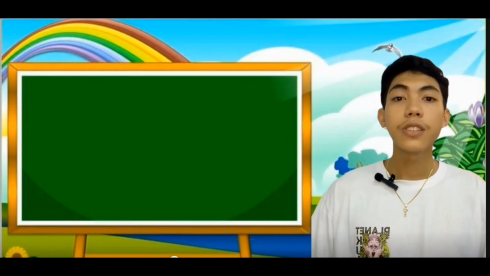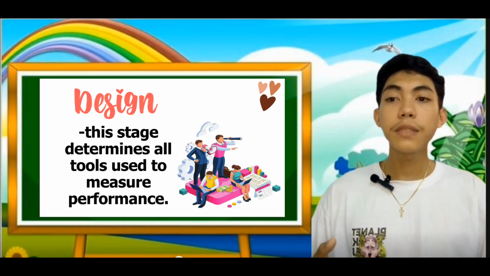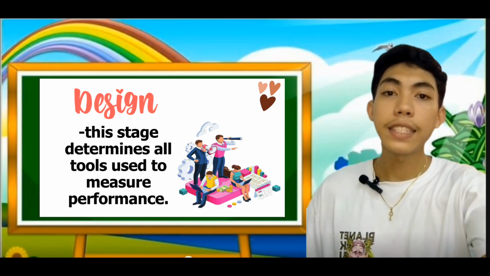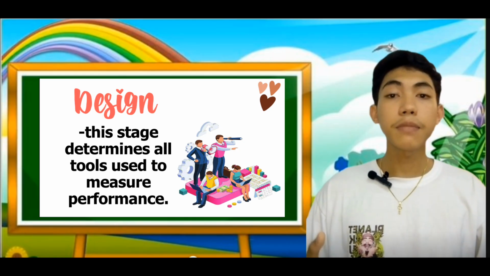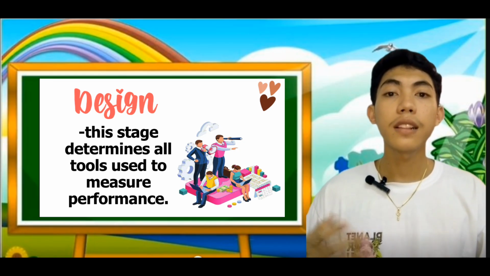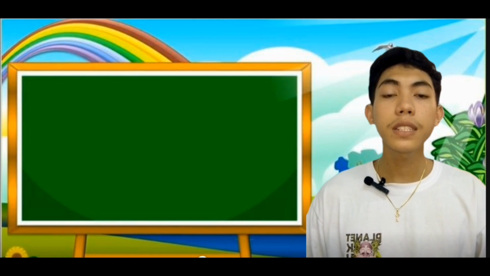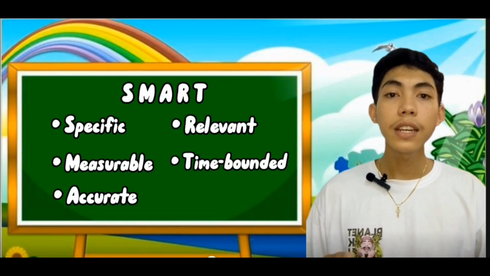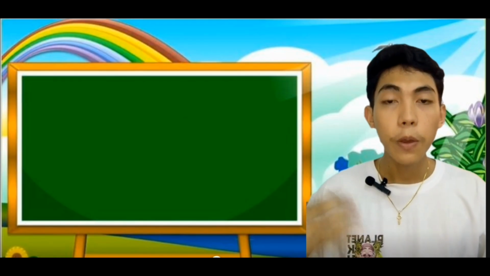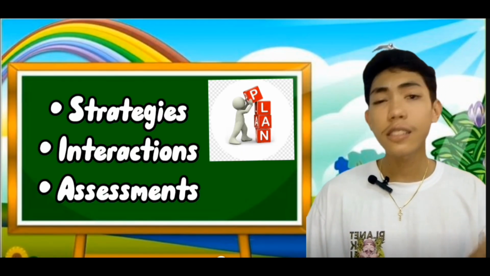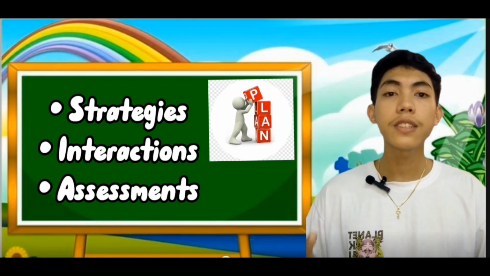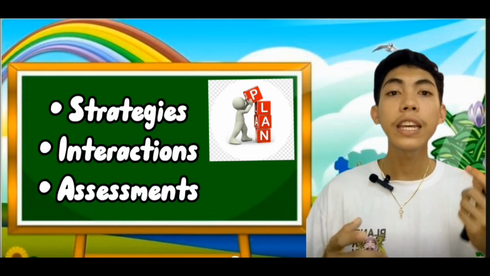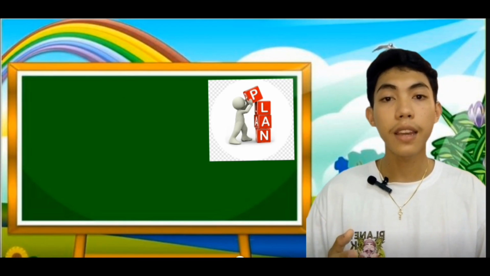Then comes design. In the design phase, this stage determines all tools used to measure performance. It is where insight becomes intention. Here we map out a learning journey. We carefully select objectives that are specific, measurable, accurate, relevant, and time-bound, and align with desired outcomes. We plan strategies, interactions, assessments, all in service of helping learners construct knowledge. It's not just about what we teach, it's about how we guide the learner to discover and apply.